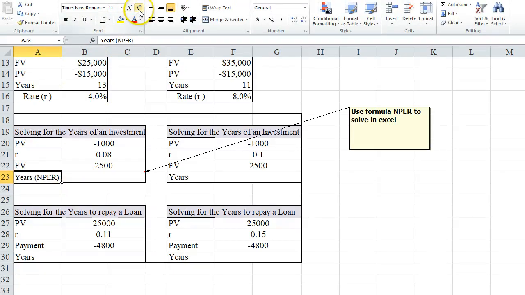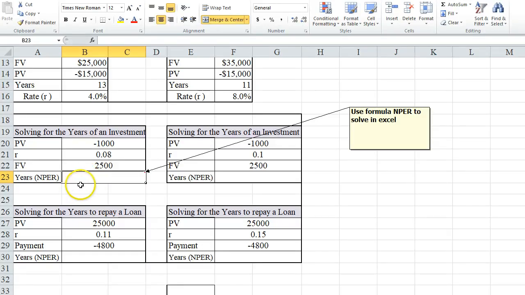Just shrink that a little bit so it fits in the box. So I think that's a better description. So we know, because years is not the same as N per. It just depends on the frequency. When compounding is annual, N per and years will be the same. All these are annual compounding. But if the compounding frequency was different, N per would be different. So we're solving for N per. So we're looking for the number of years of investment.